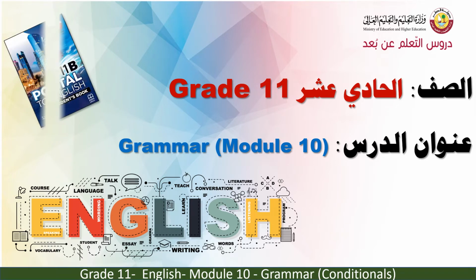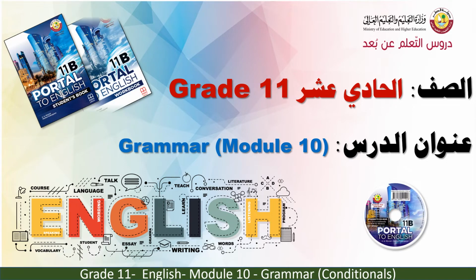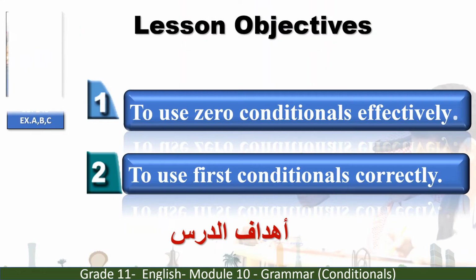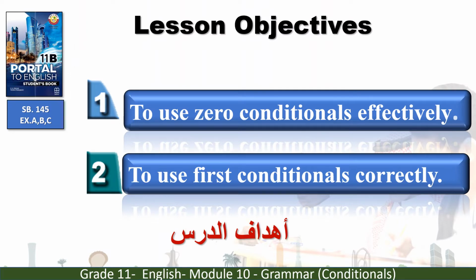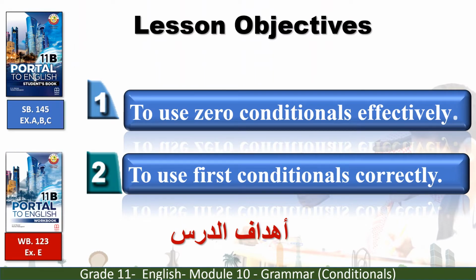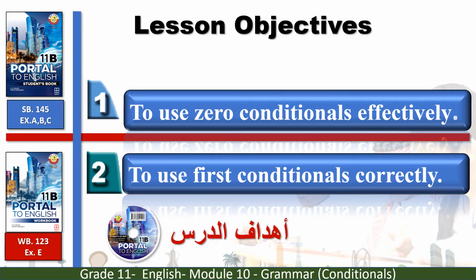Dear grade 11 students, today we have a grammar lesson, module 10, page 145. Get your books ready. We have two objectives for today. The first is to use zero conditionals effectively, and the second is to use first conditionals correctly.